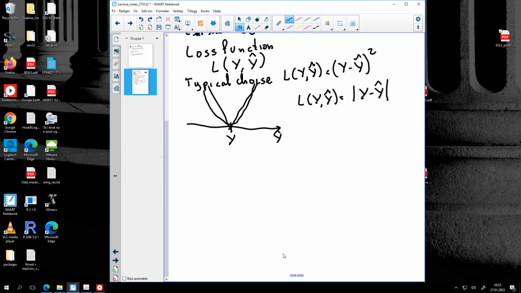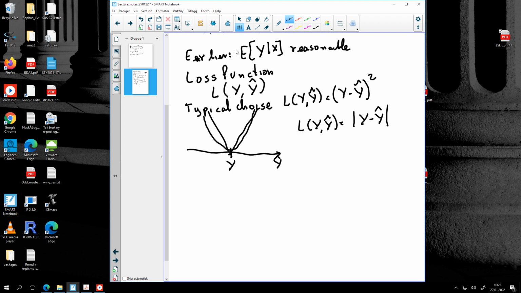Okay, but in general then we have this loss function L of y, y hat. Well, a problem now, if we want to, well, first of all, we want to minimize the loss. So, the smaller the loss, the better.